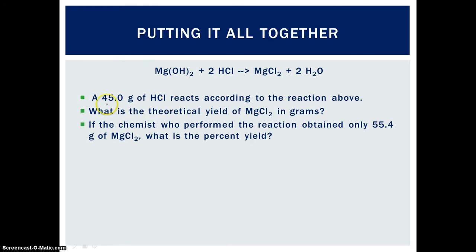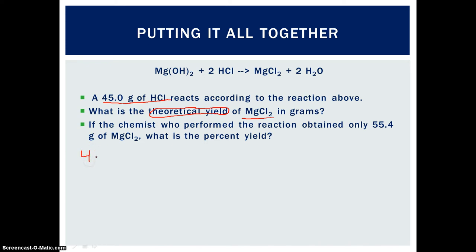Okay. It says 45 grams of hydrochloric acid react according to this reaction. You're asked what's the theoretical yield of magnesium chloride. The words theoretical yield may not be used in the problem statement. It might just ask you, if 45 grams of hydrochloric acid react, what's the mass of magnesium chloride produced? But what you're doing is calculating the theoretical yield. So first let's do that.